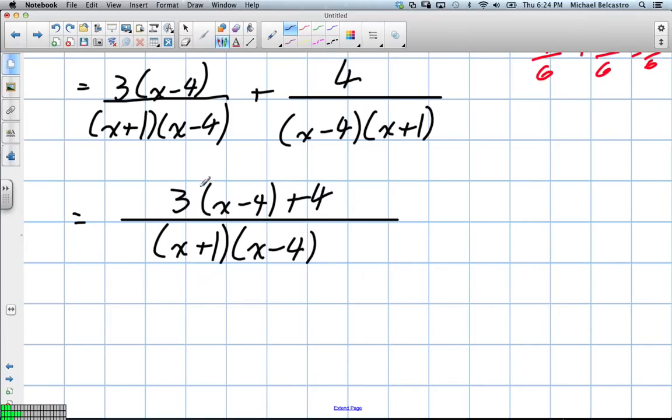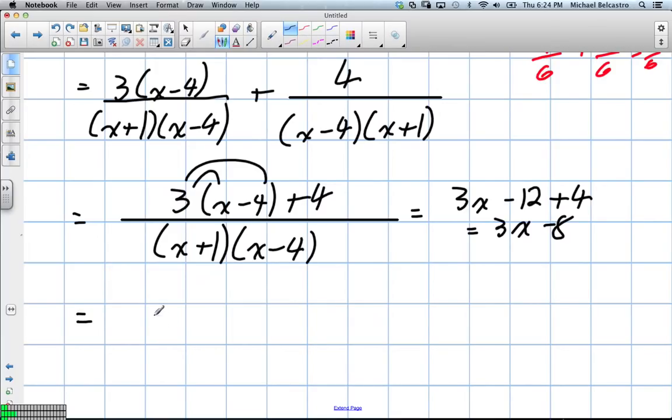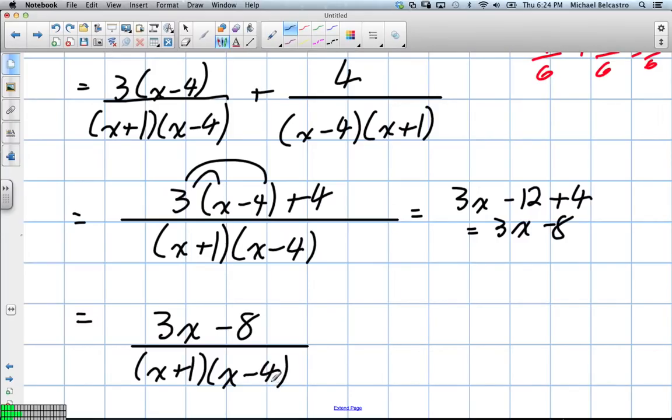Well, I can simplify that top. If I distribute this 3, that becomes 3x minus 12 plus 4, which is going to become 3x minus 8. So our next line would read 3x minus 8 divided by x plus 1, x minus 4. I can't really factor that top there, that's fine.